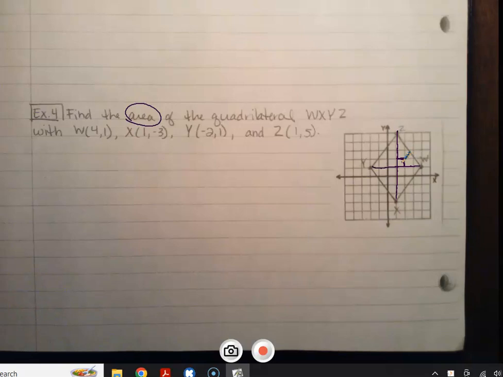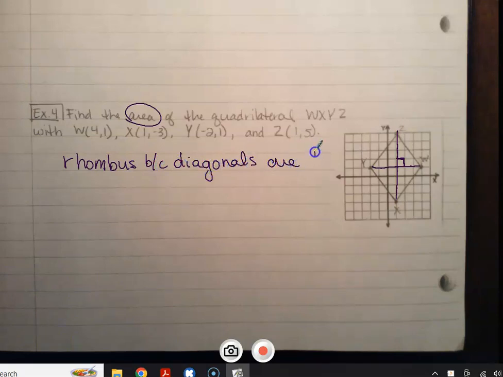So because we know it's a rhombus, let's make a note here. It's a rhombus because diagonals are perpendicular. So see those things we've been learning, these theorems and postulates? They're super helpful even in coordinate geometry. All right, so we know it's a rhombus because the diagonals are perpendicular, which means we can use the formula A equals 1/2 diagonal 1 times diagonal 2. That's going to save us a lot of work.